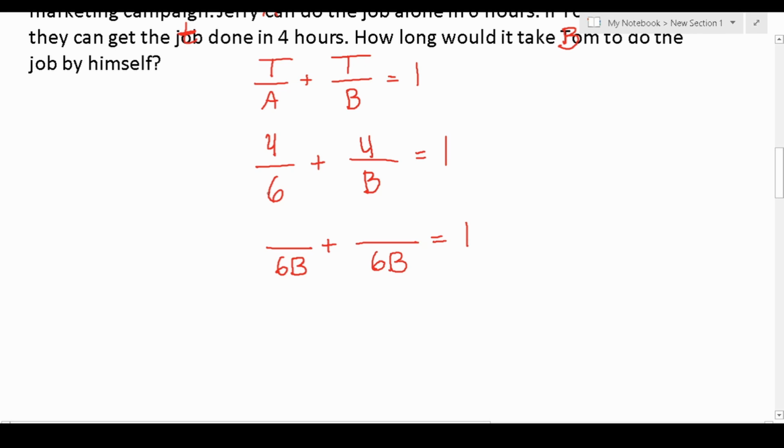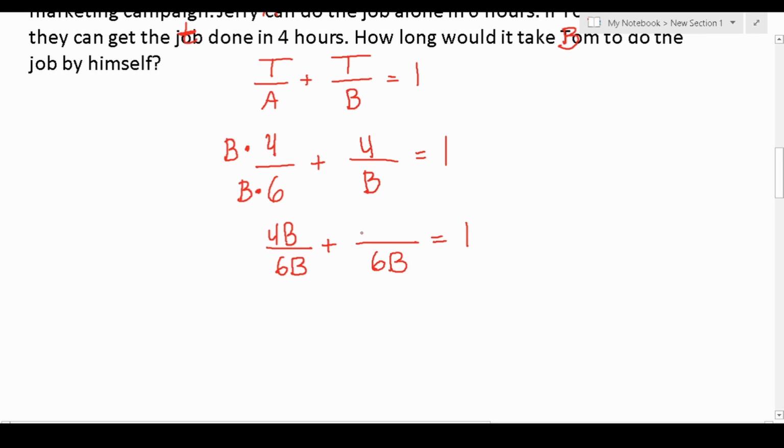To make 6b, all I have to do is multiply 6 by b. What I do to the denominator, I'm also going to do to the numerator of this fraction. So 6 times b is 6b. 4 times b is 4b.